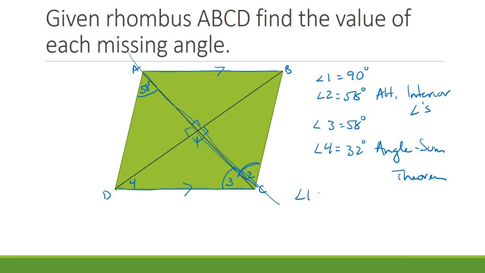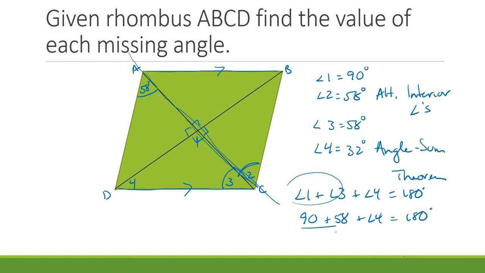Because we know that angle 1 plus angle 3 plus angle 4 have to equal 180 degrees. We know what 1 and 3 are already. 90 plus 58. And if I add those together and subtract, I get 32. So using the theorems that we've used in the past, like alternate interior angles, and using the two new theorems for a rhombus, we can solve a lot of different missing pieces.